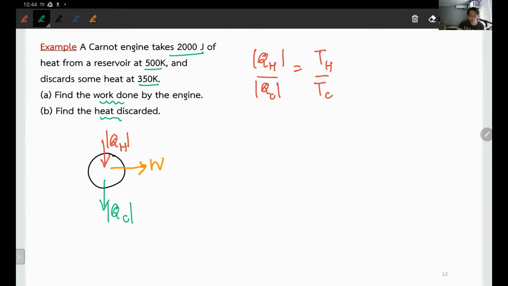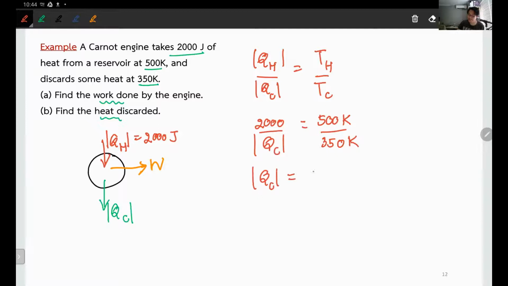So over here, the Carnot engine takes 2,000 joules of heat. So this means it's drawing in. They want to figure out what is the heat discarded. So I can do the ratio simply: 2,000 over Q cold equals T hot 500K over T cold 350K. All right, and that's it. I can say Q cold is just 350 over 500 times 2,000, and that's it, done. Just the ratio. And that is 1,400 joules. That's nice.